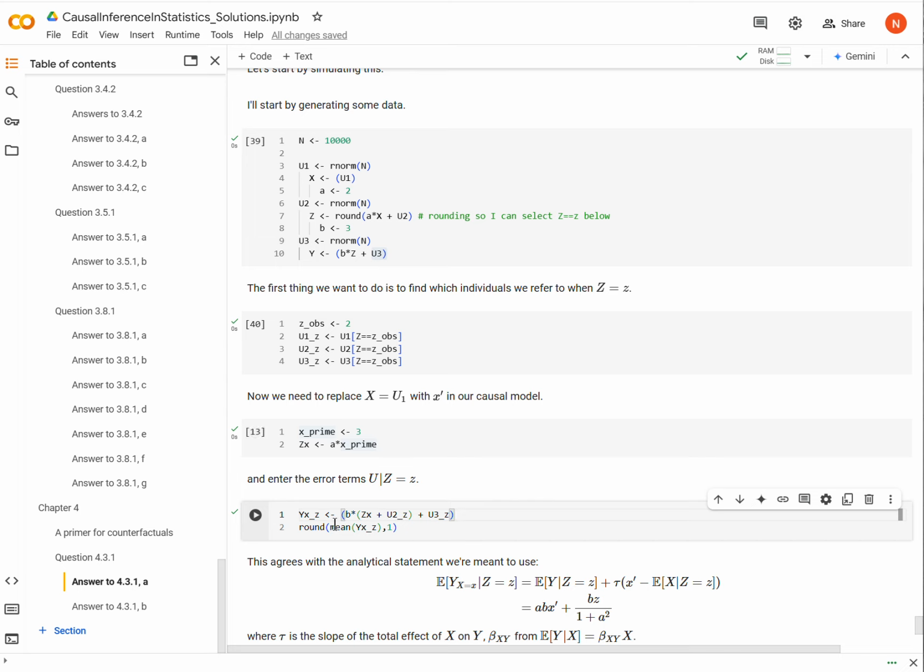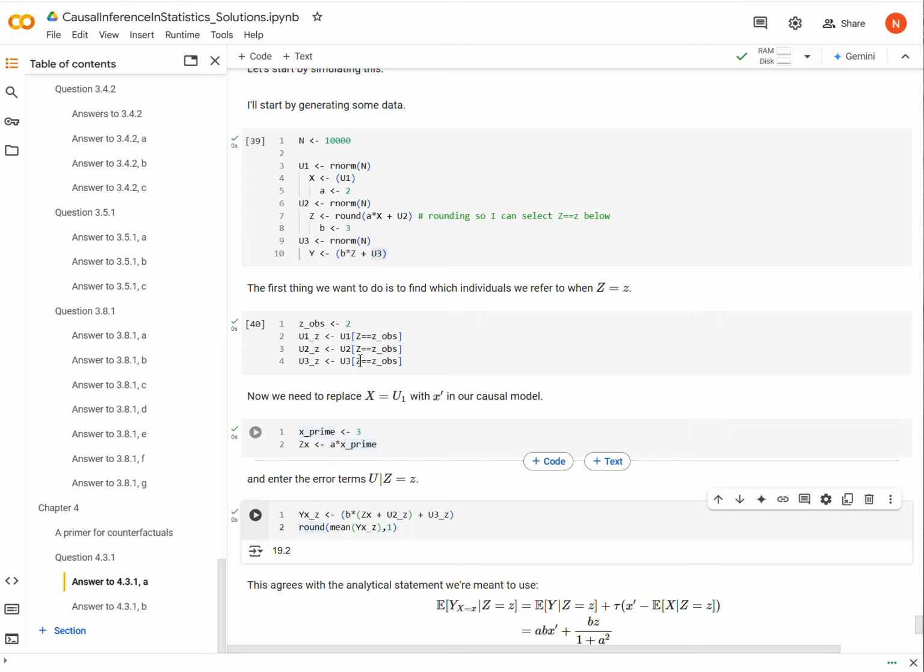And so now we're going to... this is going to give us a bunch of possible values, and I want the expected values. So I'm going to take the mean of that big vector and just round it here. Okay, so we get 19.2. So there's our answer, just given the arbitrary constraints and values that we put in here.